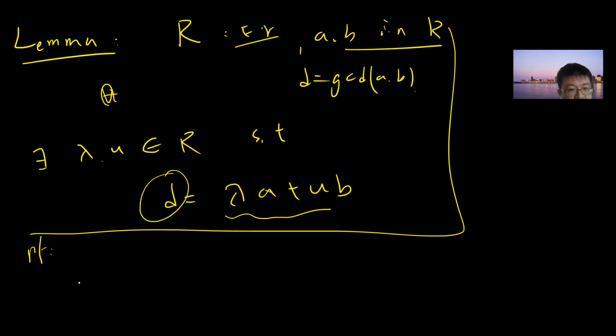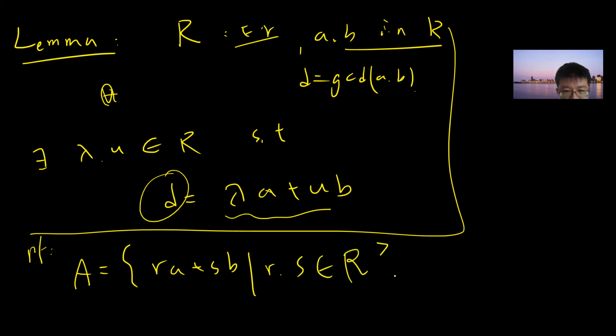How to do this? Define a set A to be RA plus SB, where R and S belong to the ring. So you take all the linear combinations. This A is a set, and A is an ideal. Check that by yourself. And now I know that a Euclidean domain is a principal ideal domain, right?